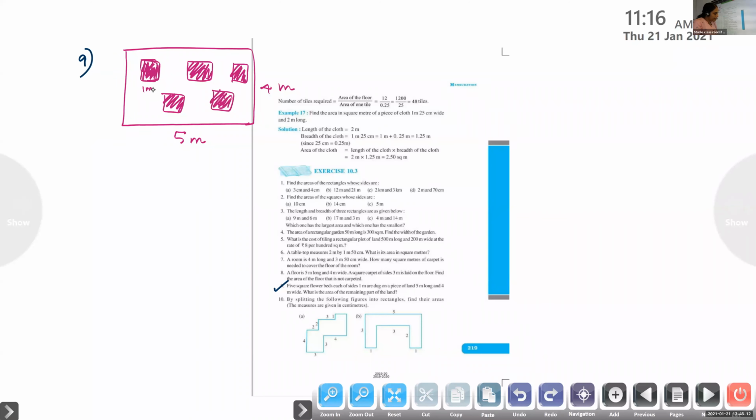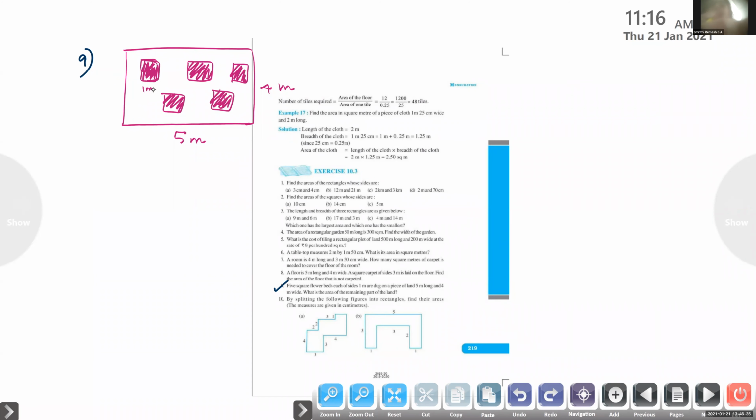Ma'am, first we find the area of the piece of land. Then we find the area of the rectangle. Then subtract it with the area of one flower bed. Is it enough? No, ma'am. We should find the area. There are five flower beds. Yes, ma'am. So area of one flower bed into five we have to do.